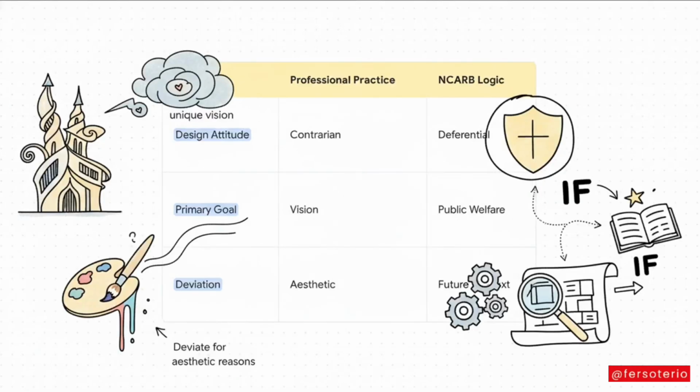This slide just breaks down that difference so perfectly. In practice, your attitude can be contrarian. On the exam, it must be deferential. In practice, your primary goal might be your artistic vision. On the exam, your primary goal is always protecting public welfare. And here's the big one. In the real world, you might break from the context for aesthetic reasons. On the exam, you only do that if the question explicitly tells you to.